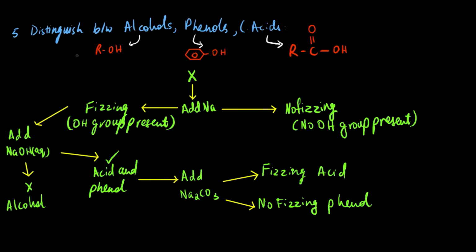In the examination sometimes you are given an unknown compound and generally the examiner tells you that it can be any organic compound. So first you have to identify which type of compound it is. Does it have an OH group or does it not? If it has an OH group, three types of compounds come to mind: alcohols, carboxylic acids, and phenols.